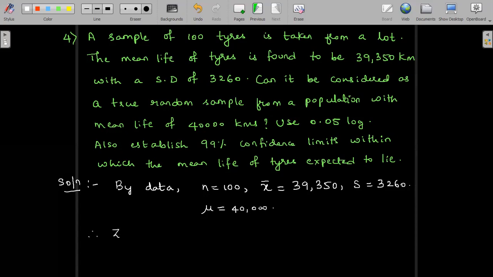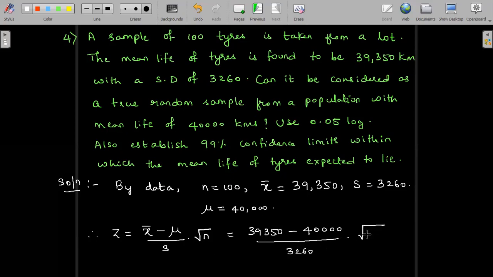So therefore, Z is equal to x bar minus mu, the whole divided by S into square root of n. That is 39,350 minus mu value 40,000, the whole divided by S, 3260, into square root of 100. So let us perform this using a calculator. We are getting a negative answer. So we take modulus of Z and perform the value.